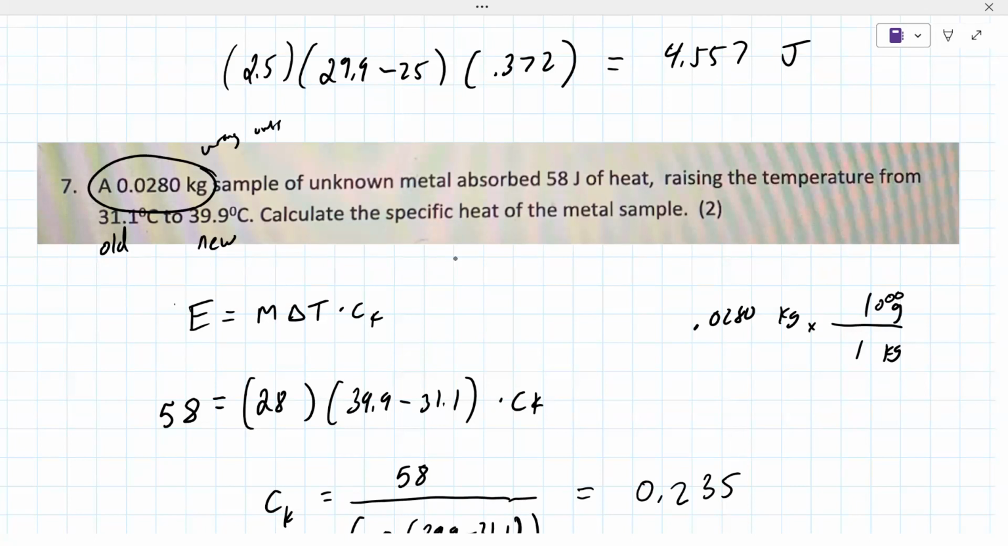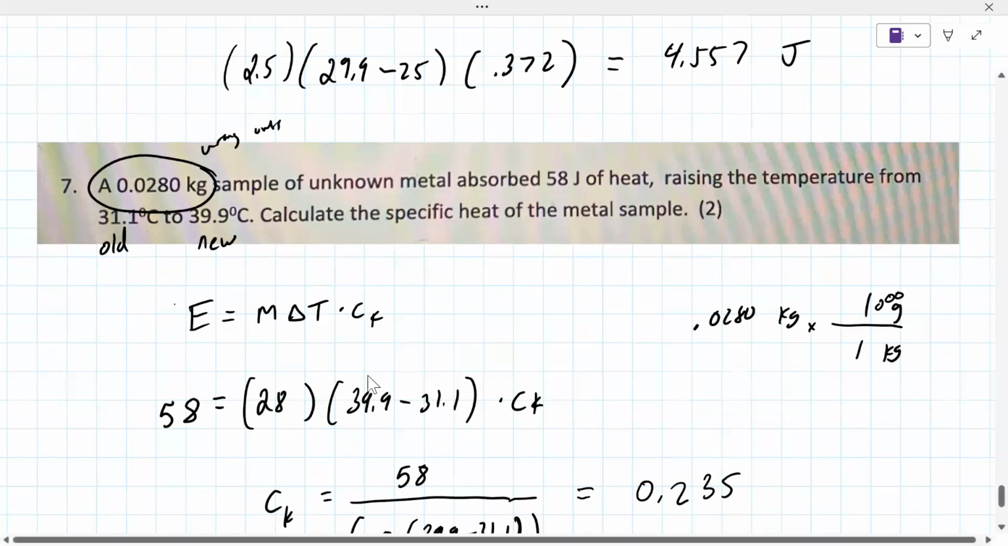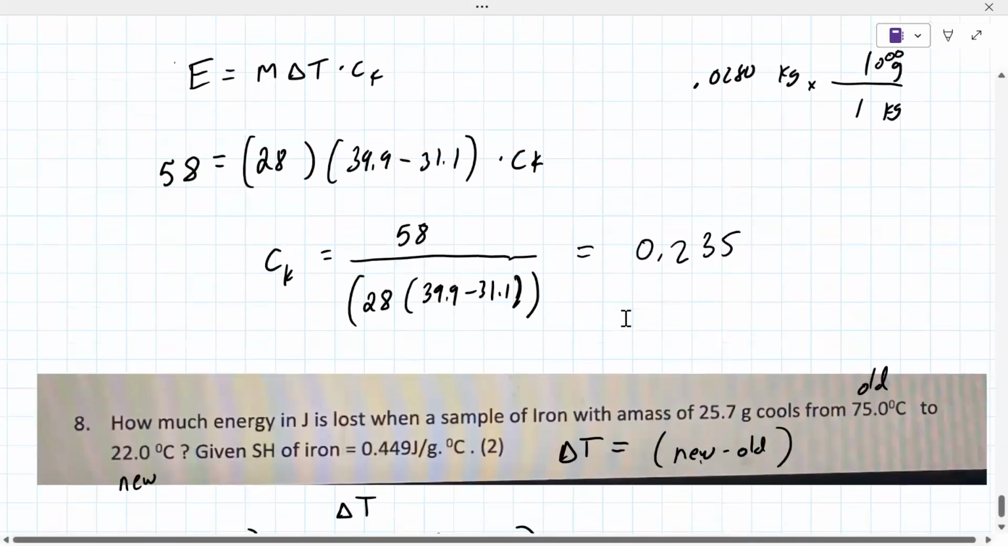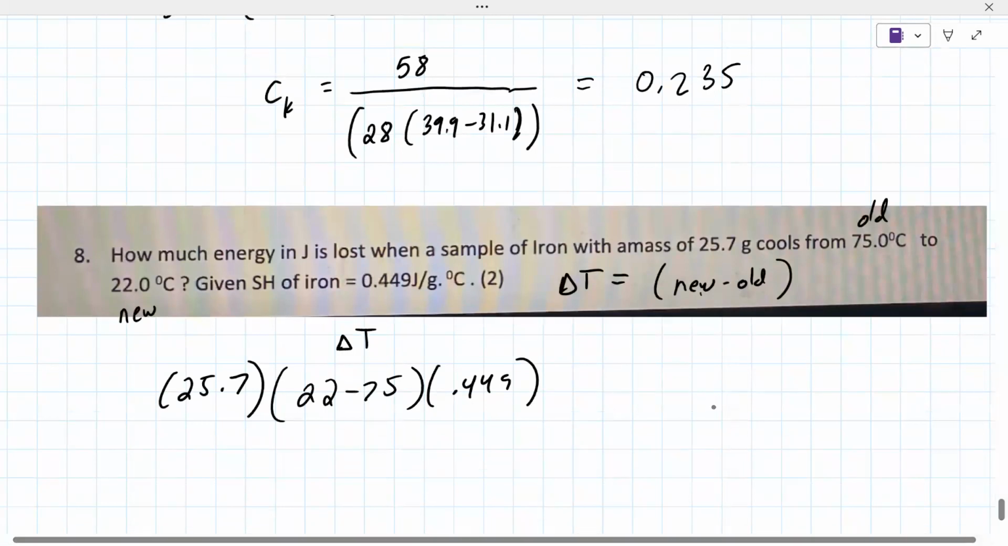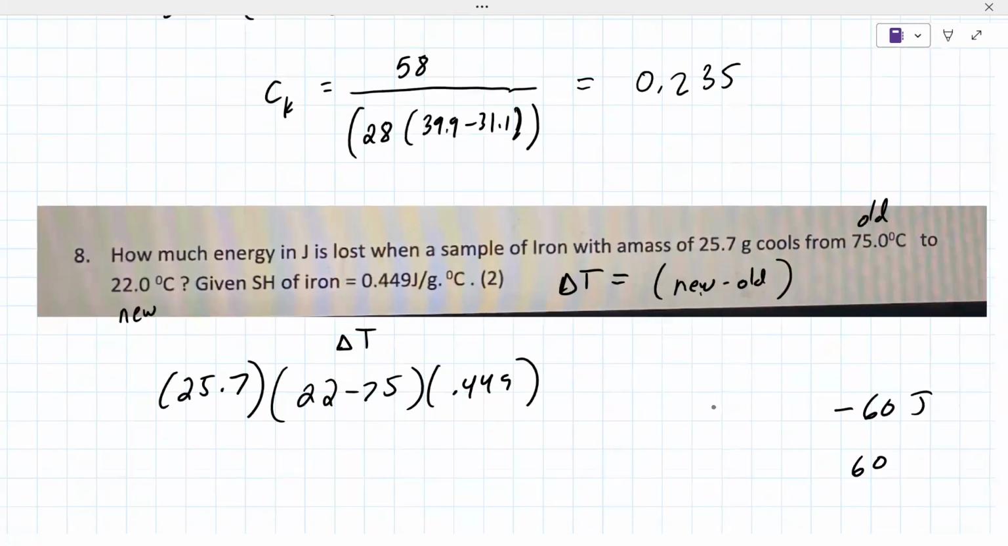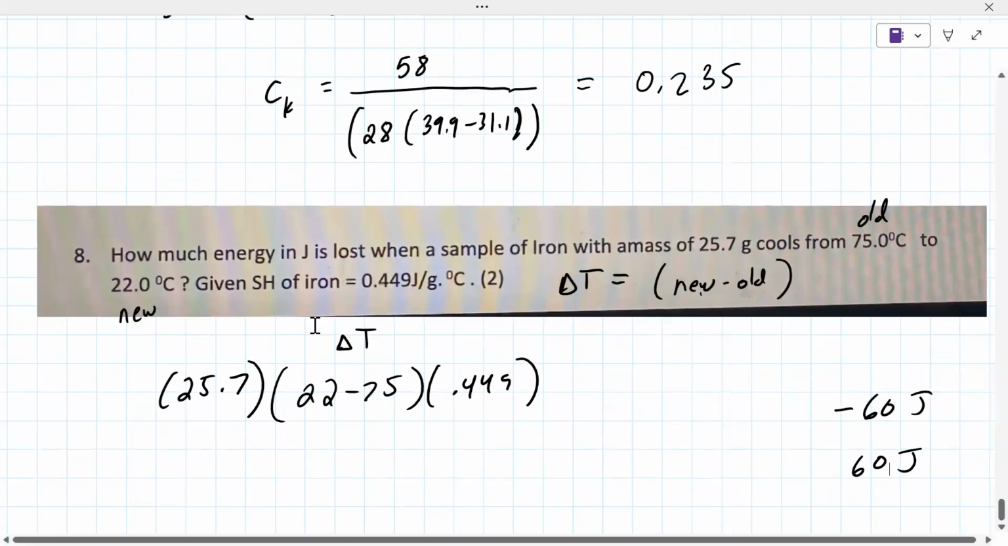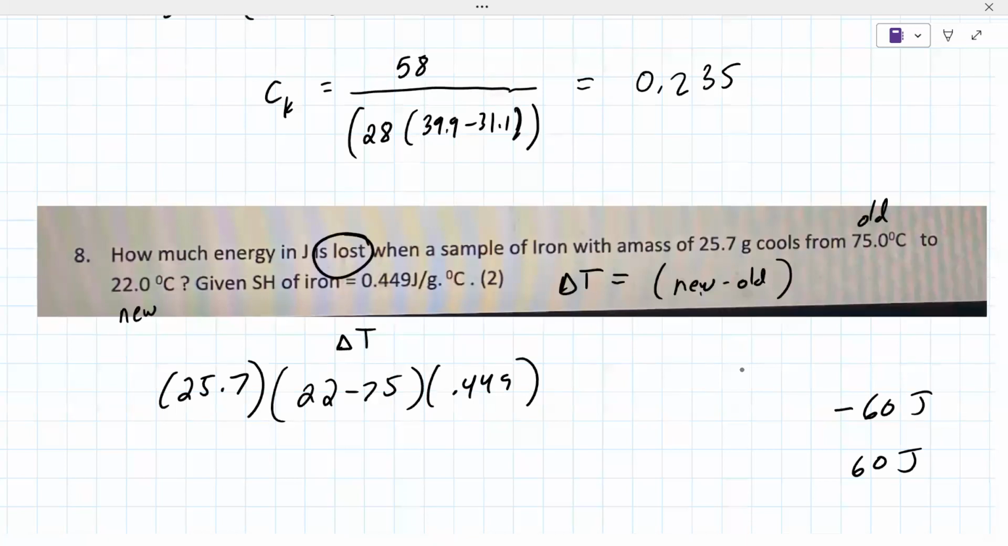You don't want to look at it otherwise, because what'll happen is you get a question on the test and it'll have two answers, like is the answer negative 60 joules or is it positive 60 joules? And you won't know which one it is because you'll be guessing. If you think of it as new minus old, it will give you the correct sign. If you don't want to think about that, you have to remember that when you lose energy, it's negative, and if it gains energy, it's positive.